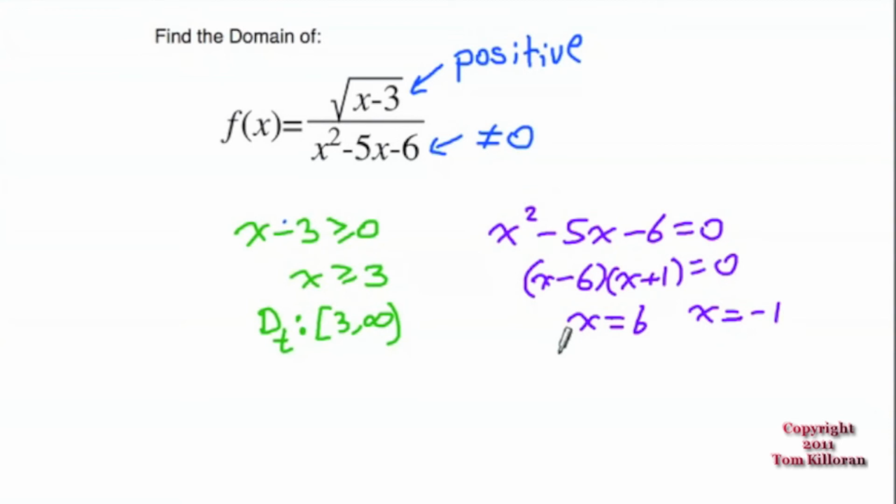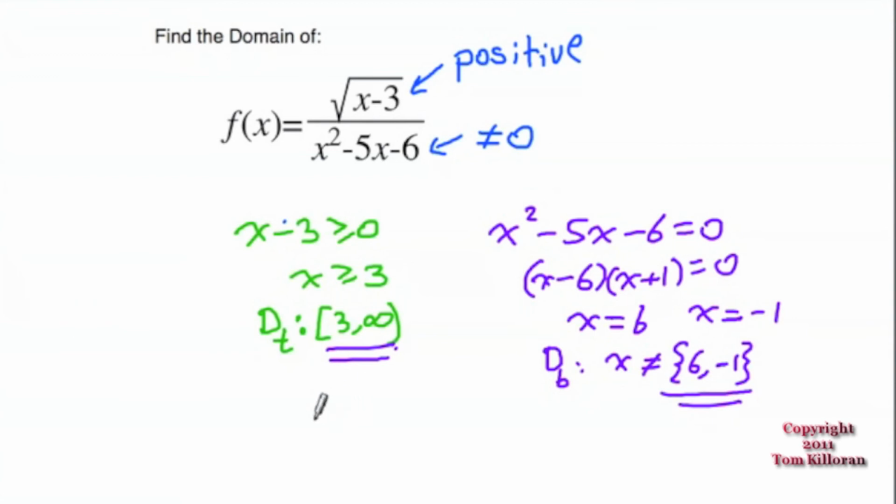Now, when I write the domain for just the denominator piece, let's call this bottom, we're going to say that x definitely cannot equal 6 or negative 1, but it can equal any other real number. Now, the trick here is it has to work for the whole thing. Whatever works for the top has to work for the bottom, and whatever works for the bottom has to work for the top. So we have the bottom saying that it can't be 6 or negative 1, and the top saying that it has to be at least 3.